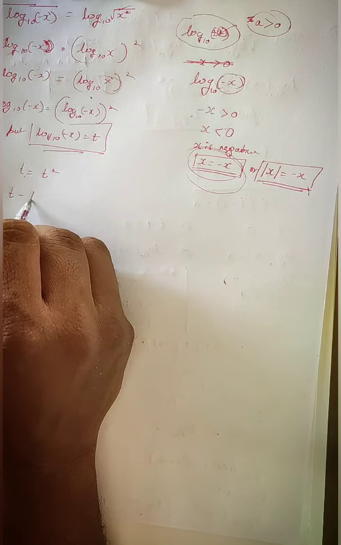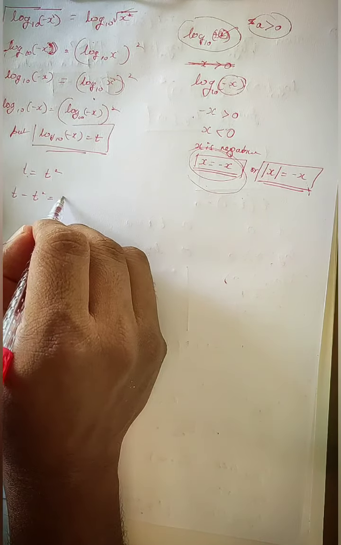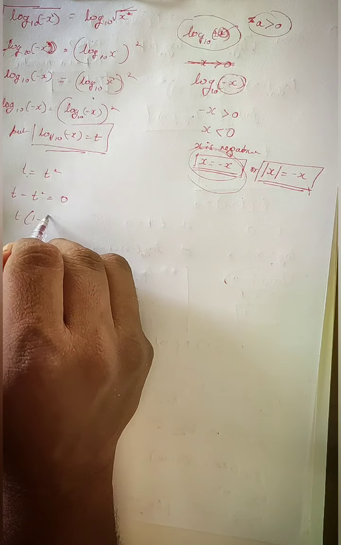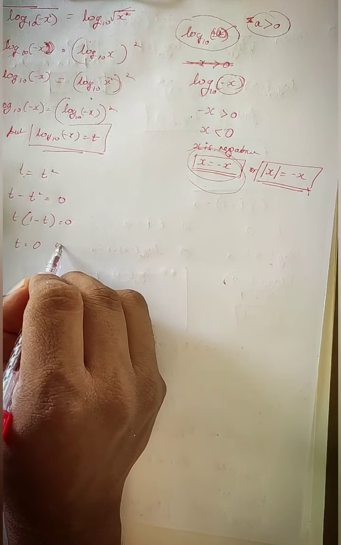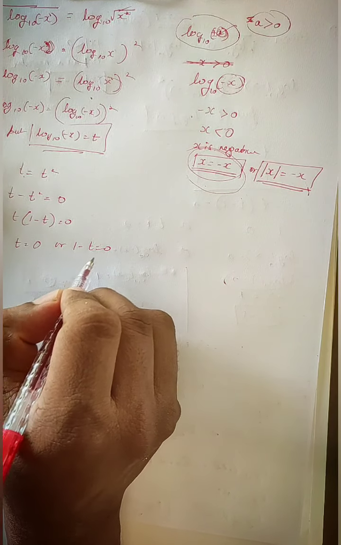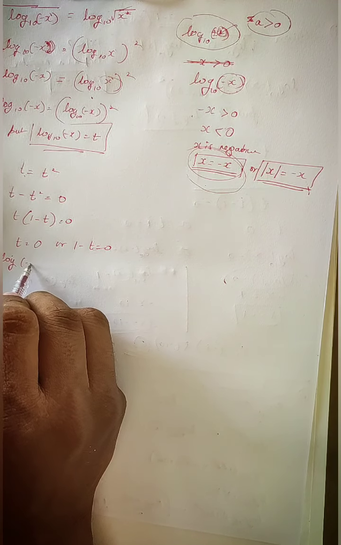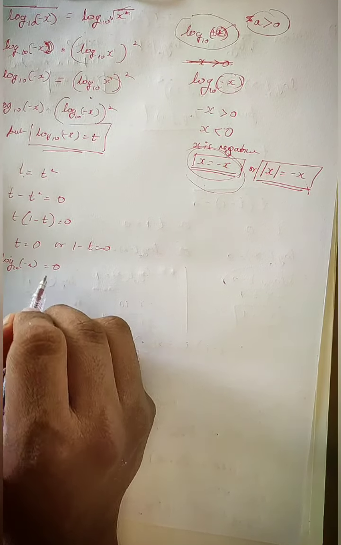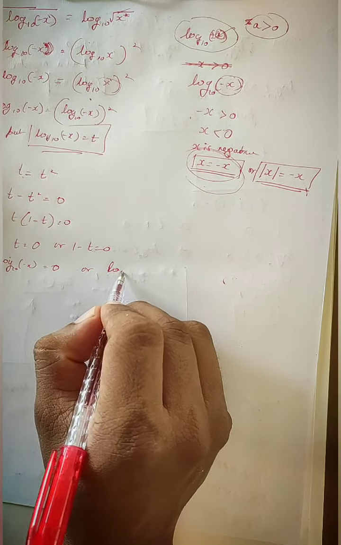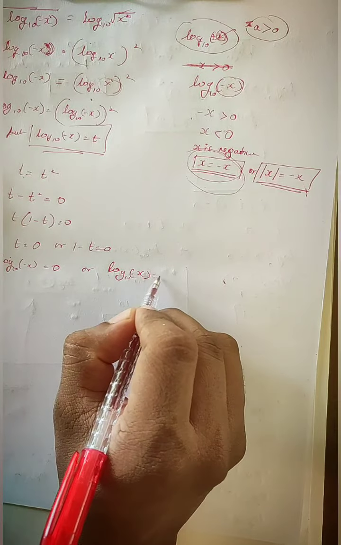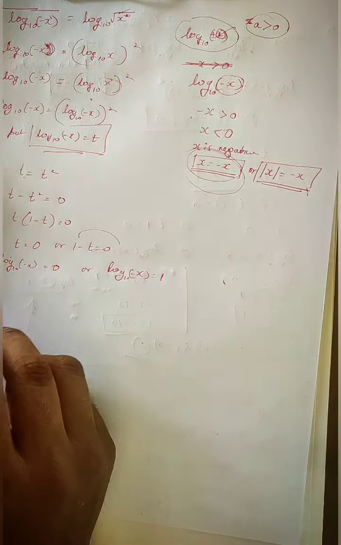I will shift the t to this side. You remember this is the exact same as the first sum then. So it is equal to 0. Take the t outside, 1 minus t will remain inside. So t is equal to 0, or 1 minus t is equal to 0. Which means t is nothing but log of minus x to the base 10, which is equal to 0, or log of minus x to the base 10 is equal to 1. So when I shift the 1 to the other side, it becomes log of minus x is equal to 1.